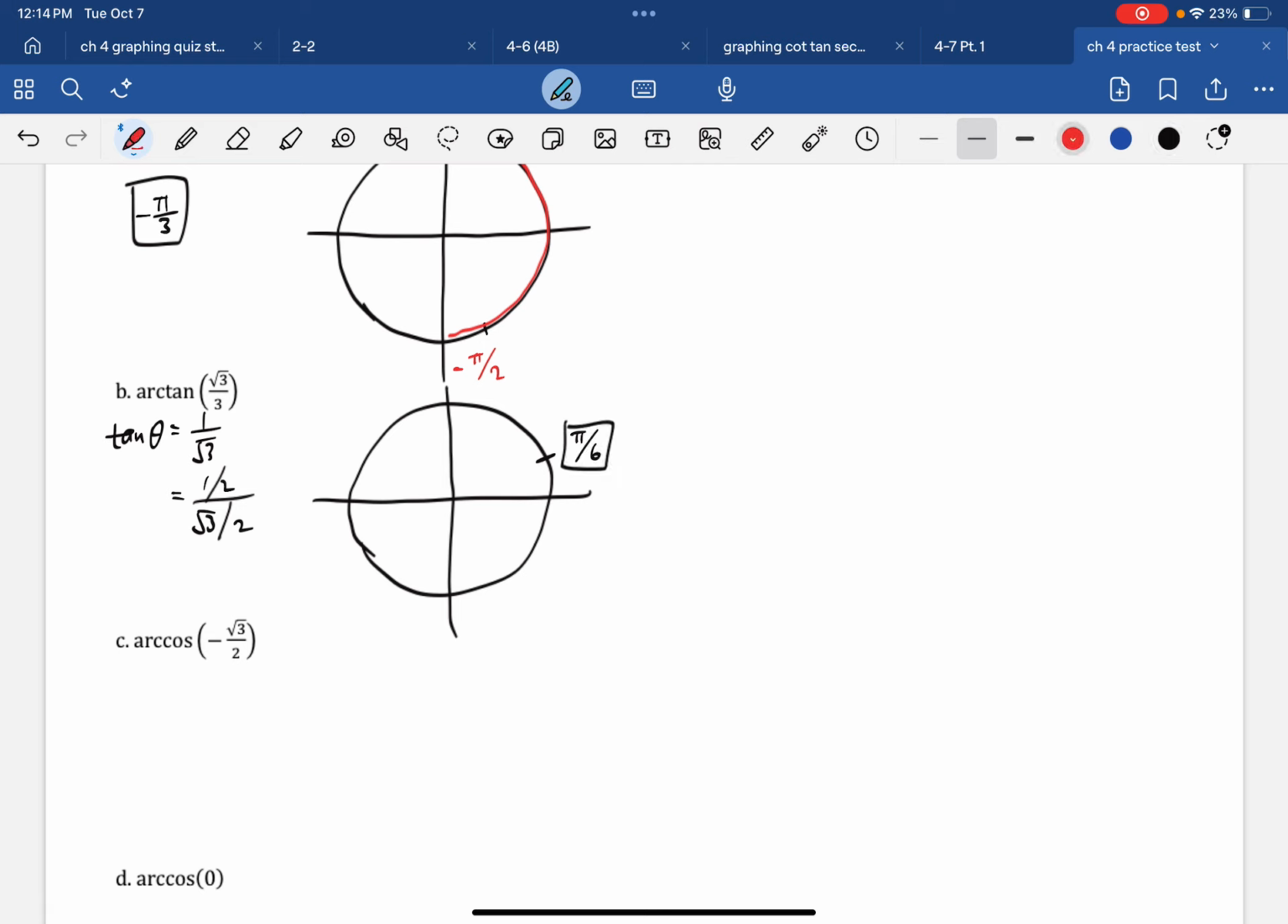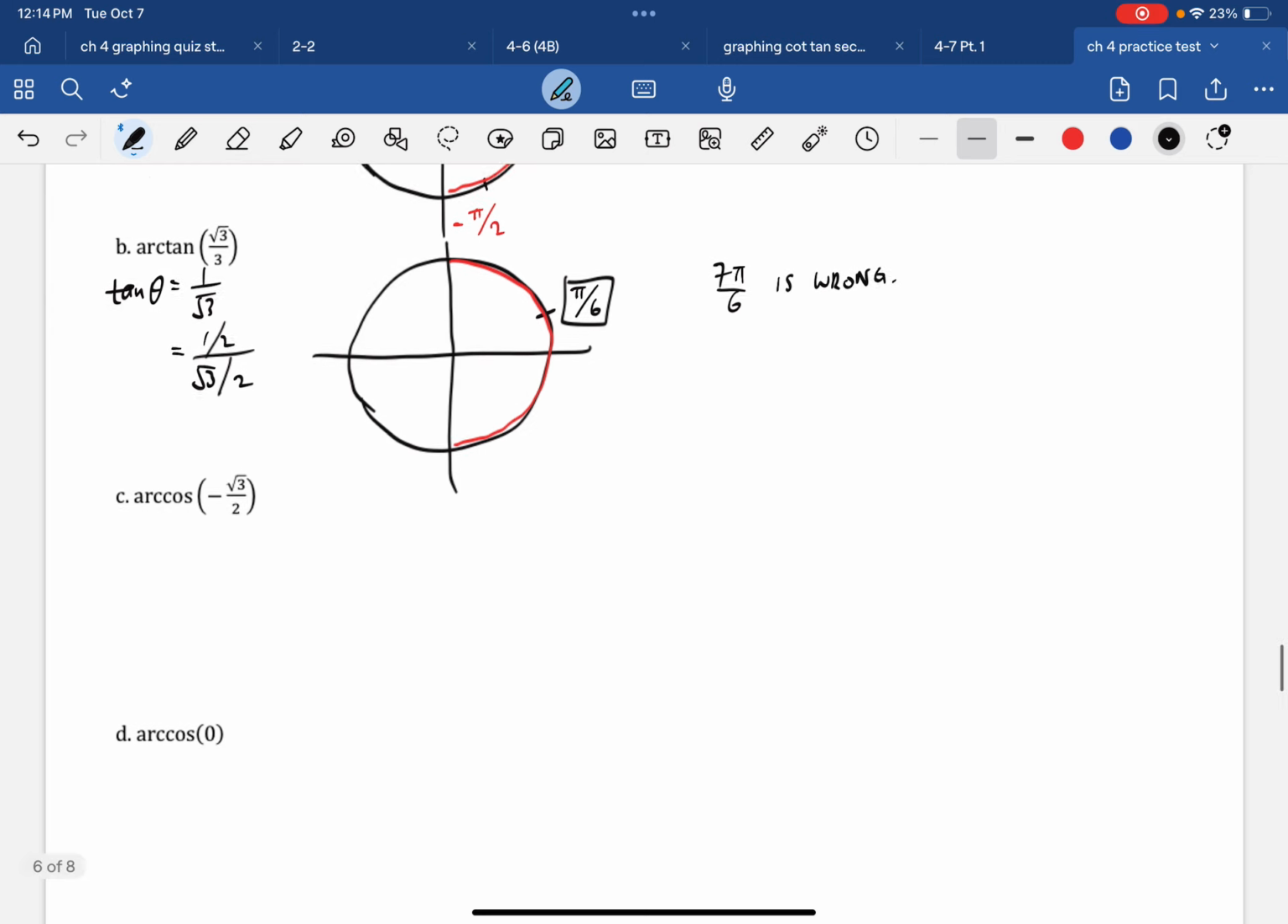Okay? So the arctangent function has the same range as our arcsine function, which is quadrants 1 and 4, negative pi over 2 to pi over 2. Notice how this point also has tangent root 3 over 3, but it's outside the range of the arctangent function. So, in other words, 7 pi over 6 is wrong.